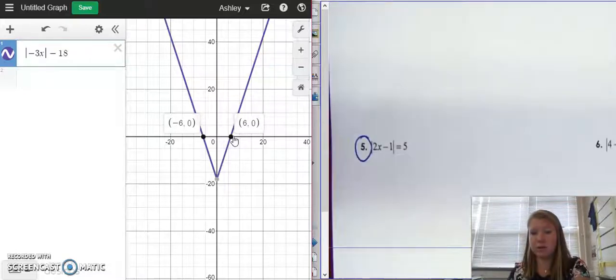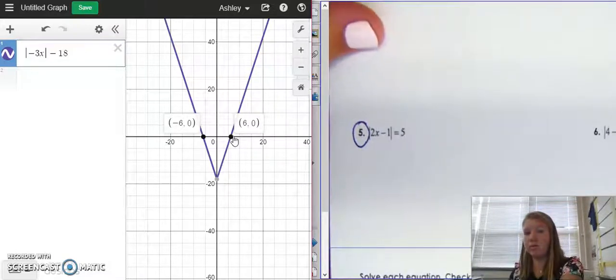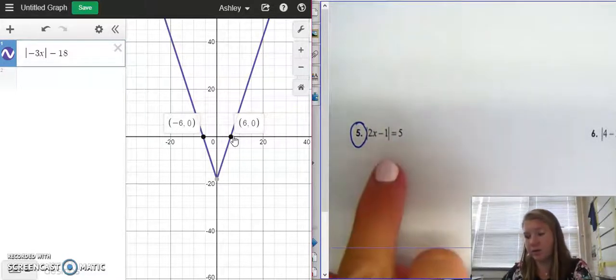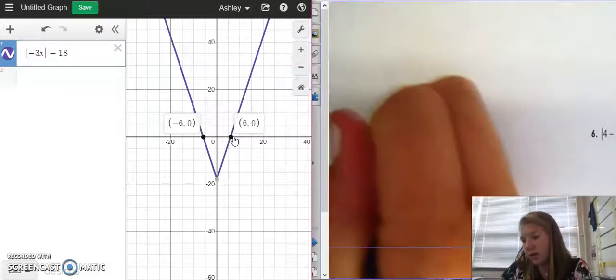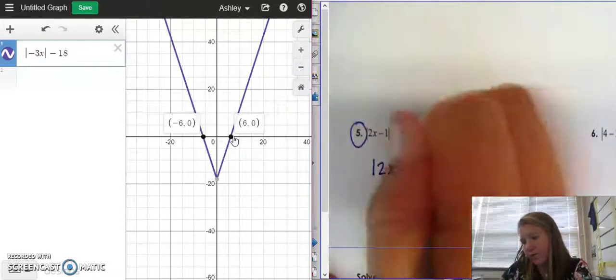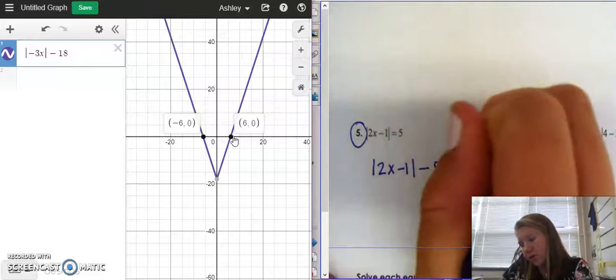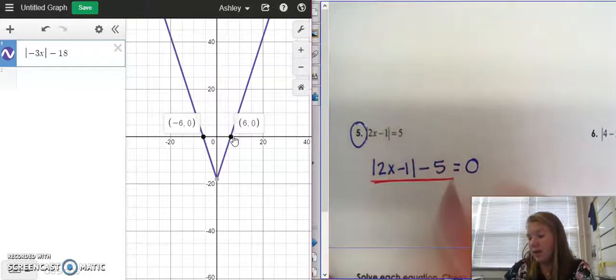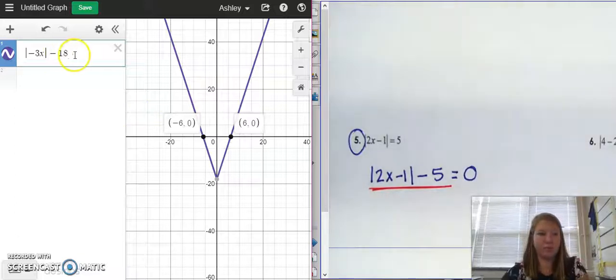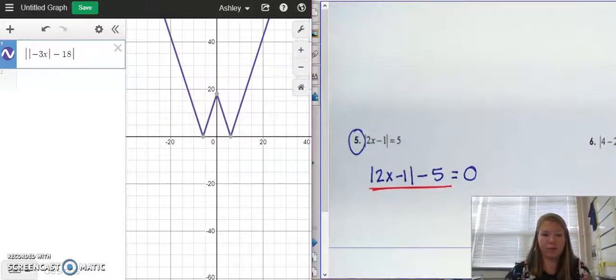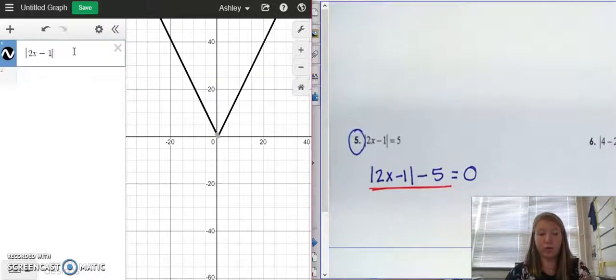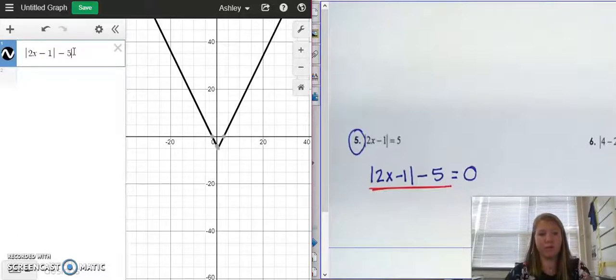All right, let's skip down to number 5 on these notes. So 2x minus 1 in absolute value bars, and then equals 5. So the only thing I need to do is subtract 5. Get everything on one side, have this set equal to 0. Again, I'm only typing in this left-hand side. So, absolute value bar, let me just go ahead and erase all that. 2x minus 1, and then a minus 5.